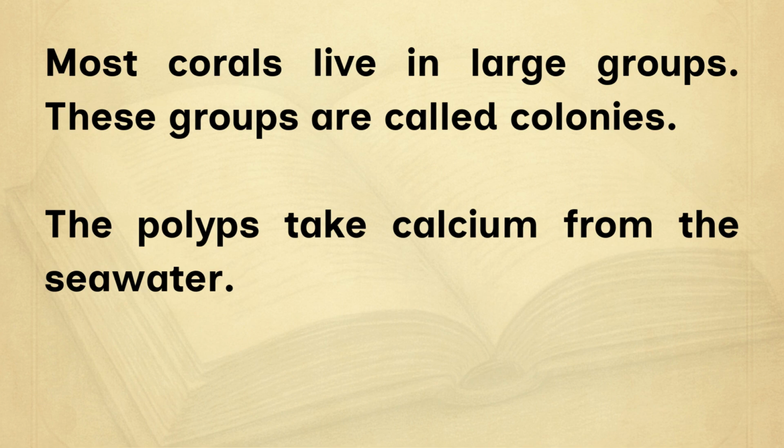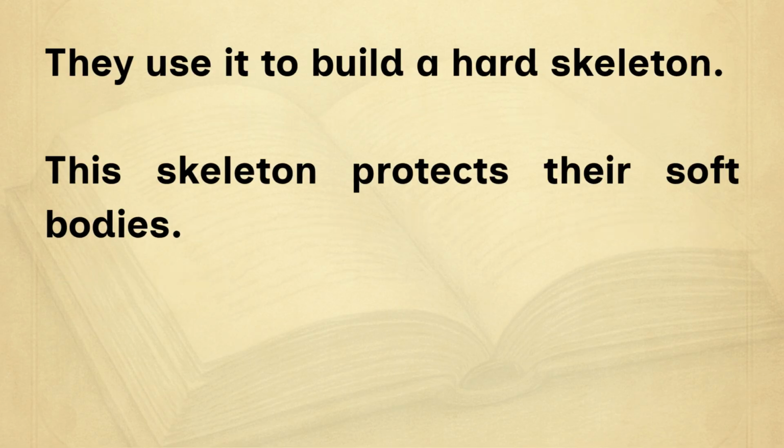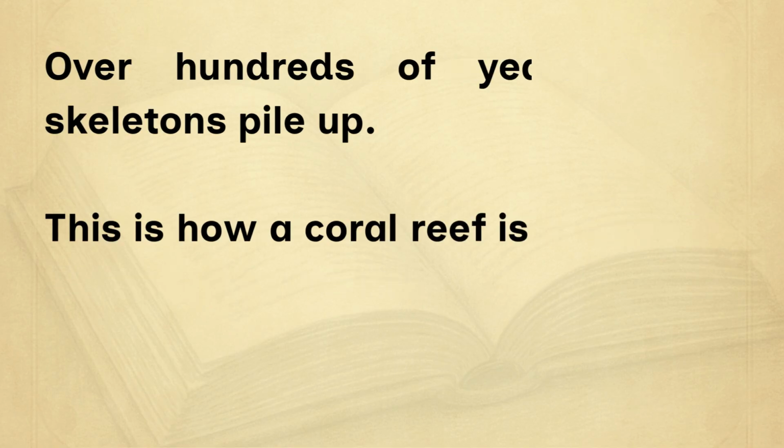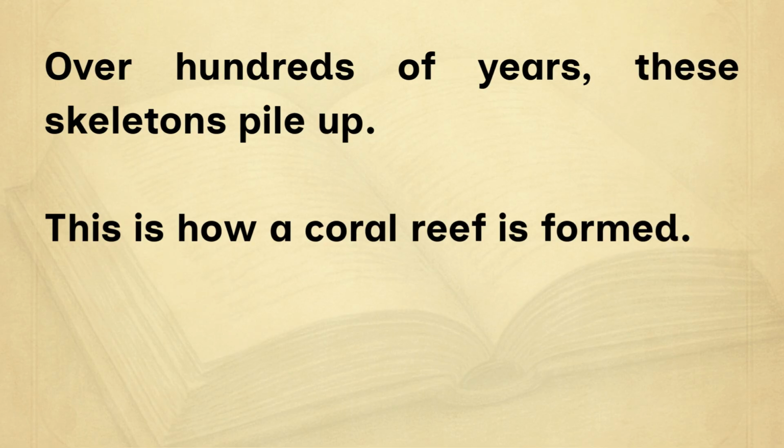The polyps take calcium from the seawater. They use it to build a hard skeleton. This skeleton protects their soft bodies. Only the top layer of the coral reef is actually alive. The bottom layers are the remains of past generations. Over hundreds of years, these skeletons pile up. This is how a coral reef is formed.